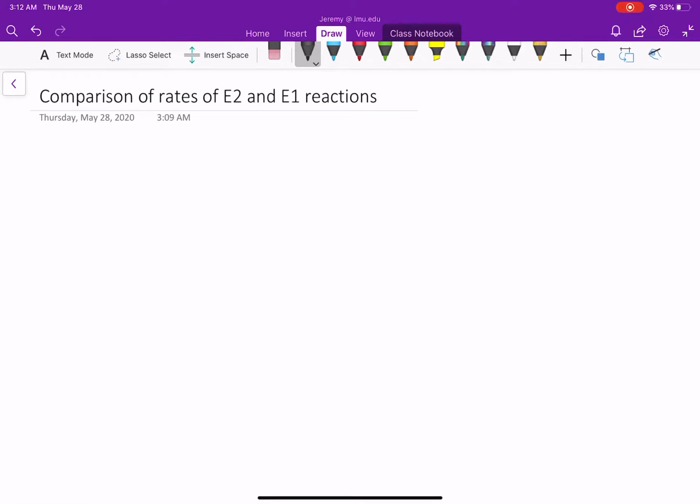Okay, so we talked about the rate laws of the E2 and E1 reactions. Let's do a little comparison here. Let's start with a simple E2 reaction. So here we know we would do the E2 reaction there. Let's look at our E1 reaction.